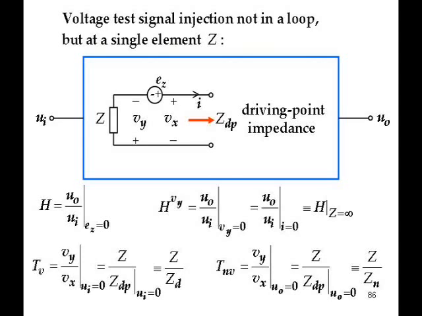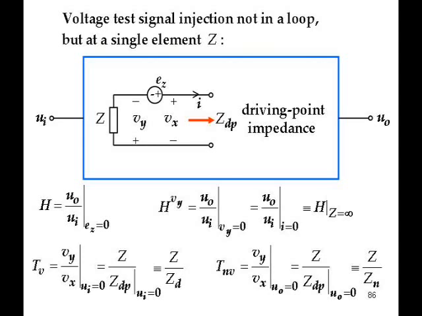What is TV? TV is Vy over Vx by definition, when Ui is 0. But again, if you inject EZ, the ratio of Vy to Vx is simply the ratio of Z to the driving point impedance looking into the rest of the circuit, because the current I is the same in both impedances. So T sub V is Z over ZdP with Ui 0, and that's given the symbol Zd. So Zd is by definition the driving point impedance looking into that circuit under conditions that Ui is 0.